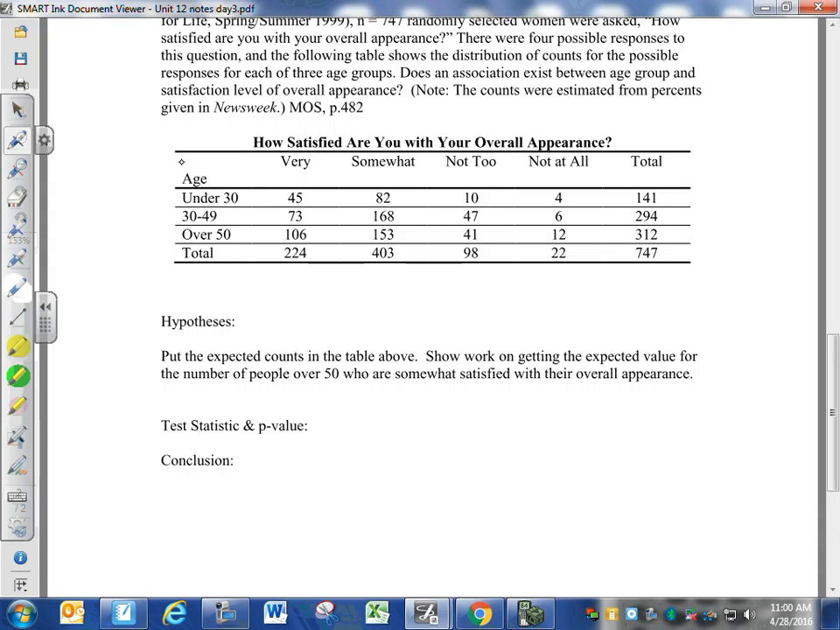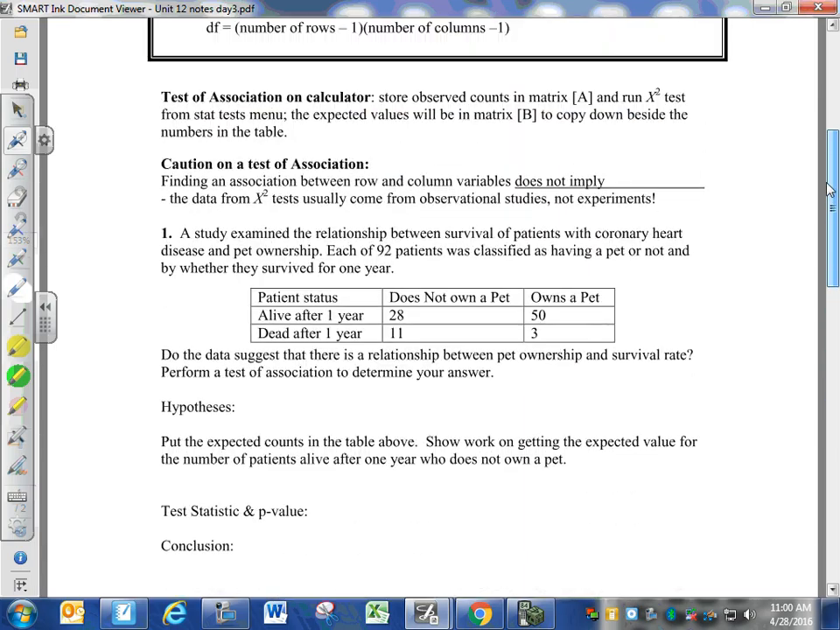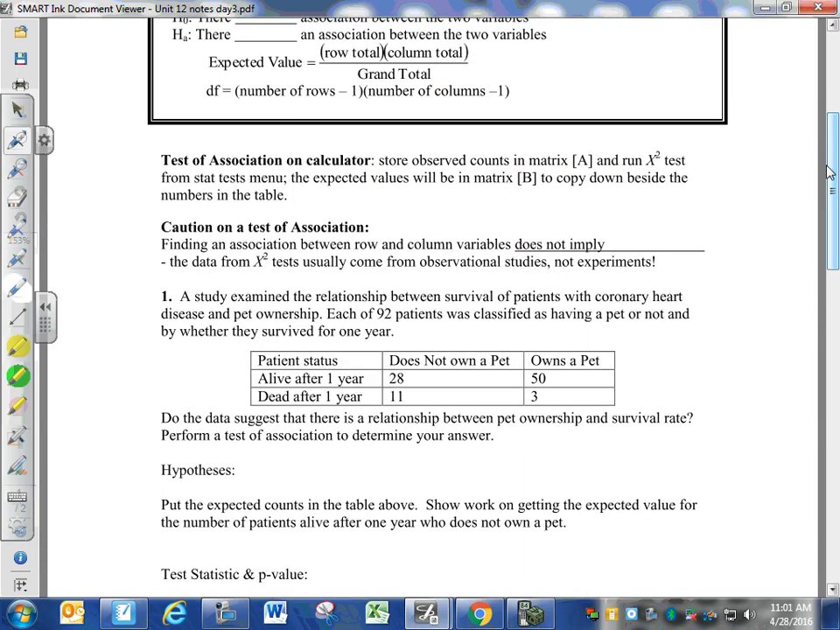On the other page, flip it over. We have women of a certain age and the satisfaction they have with their overall appearance. Okay? We are wondering if your age and your satisfaction with your overall appearance is associated. If you're younger, do you feel more satisfied? Or if you're older, do you feel more satisfied? We're wondering if there's an association, okay? I don't know, but a chi-square test will be able to tell us.